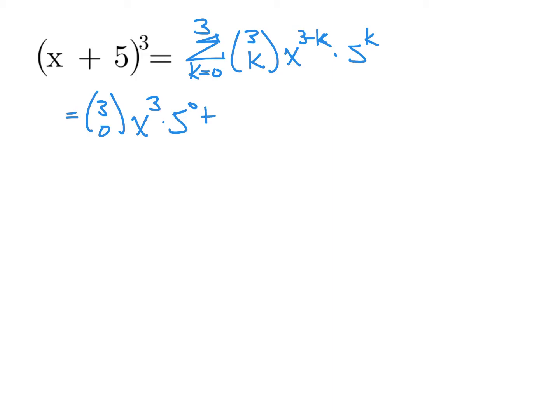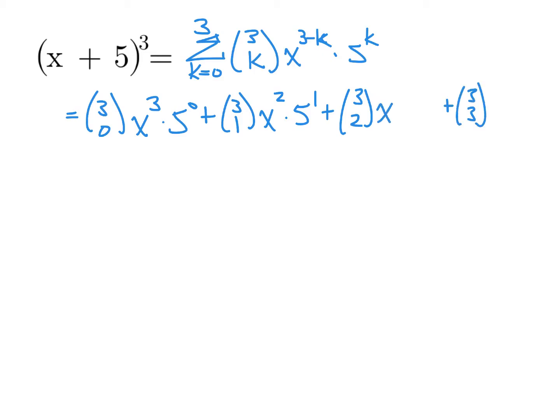Then we let all those k's increase by 1. So in our next term, we're going to have 3 choose 1. X is going to be to the 3 minus 1 power, which is 2, times 5 to the first power. And as we continue, notice we'll go 3 choose 2, and then in our last term, it would be 3 choose 3.